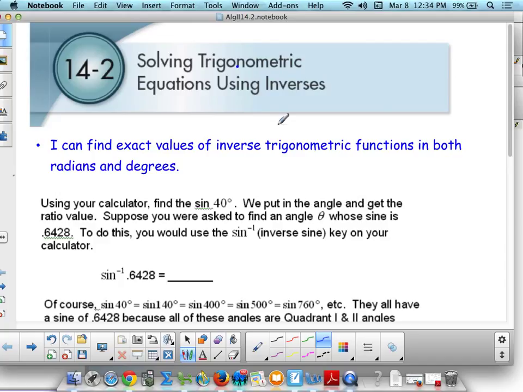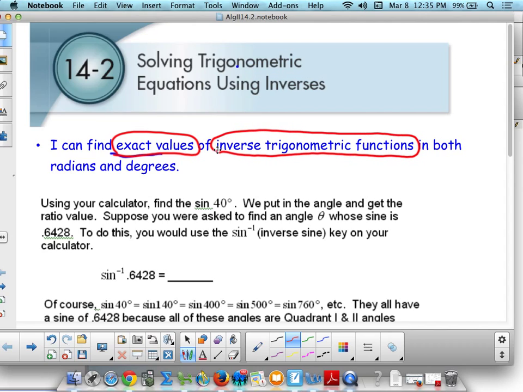All right, so here's what you're doing today. Whoops, I'm going to color red. Today you will find exact values. You will not get to type it into your calculator, even though your calculator would tell you the answer. You have to come up with it yourself. Of what though? Inverse trig functions. Now, inverse trig functions, that's this.